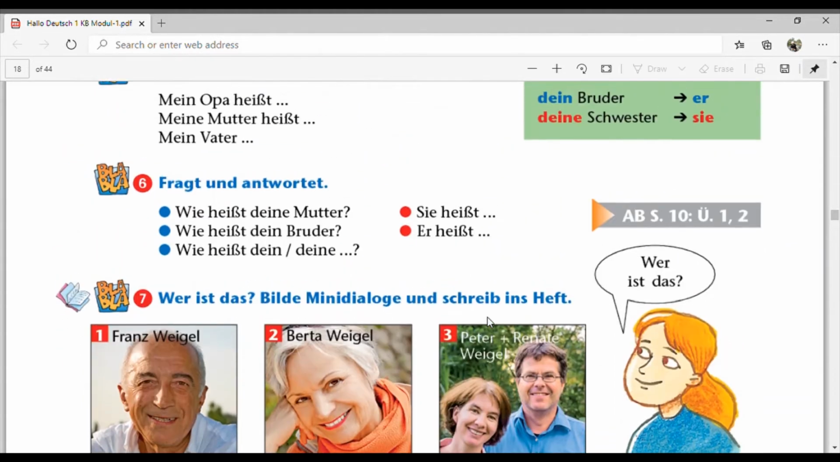Then for the practice of this exercise, you can go to the Arbeitsbuch. AB is Arbeitsbuch, that means workbook. Seite means page. S for Seite, and then number 10. So zehn, yeah, zehn means 10. Then Ü umlaut is Übung. Übung is exercise 1 and 2.